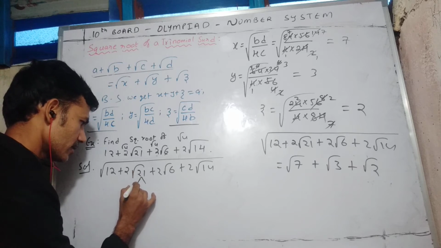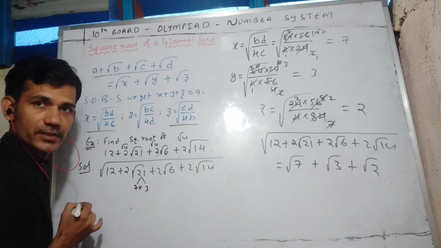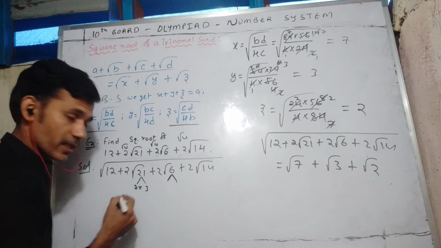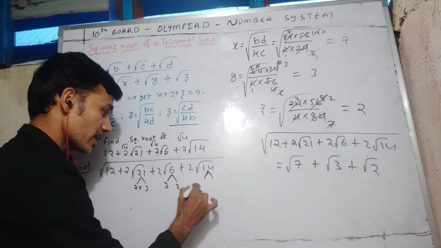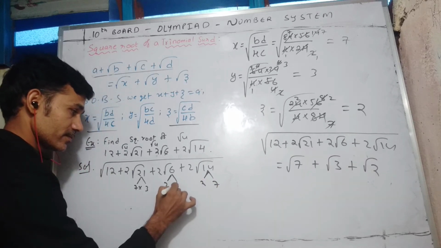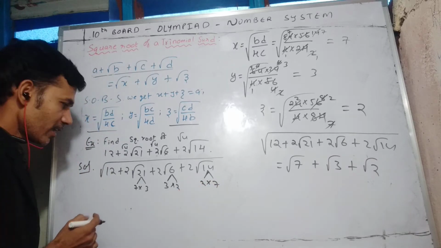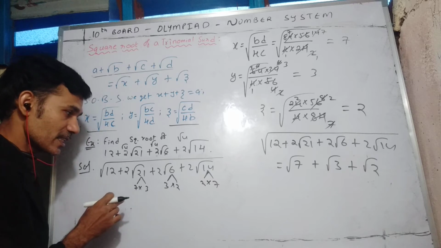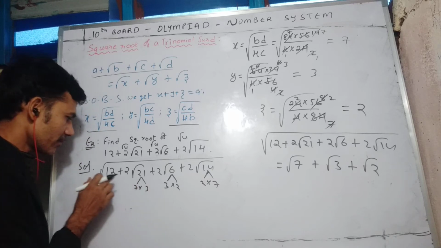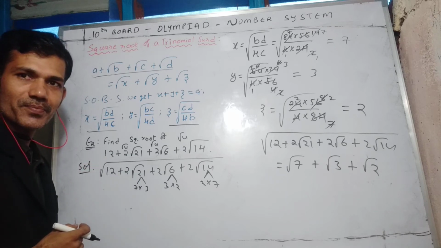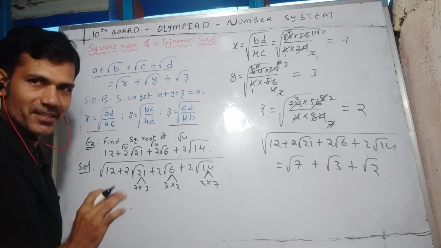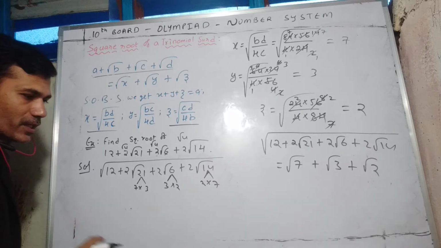This 21, I can write as 7 times 3. This 6, I can write as 3 times 2. And the 14, how can you write it? 2 times 7. And see, if you add these numbers, 2, 3 and 7, you are going to get 12. So easily we can factorize using algebraic identities. See how you will come to know, one by one.